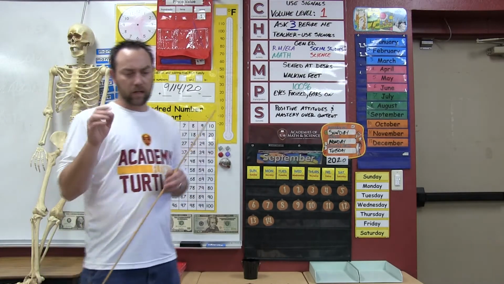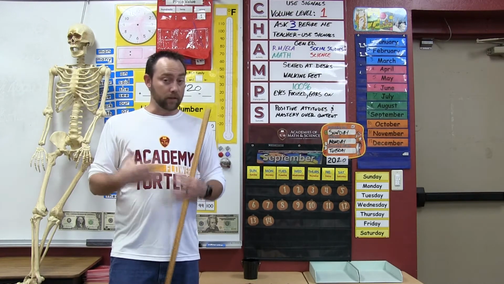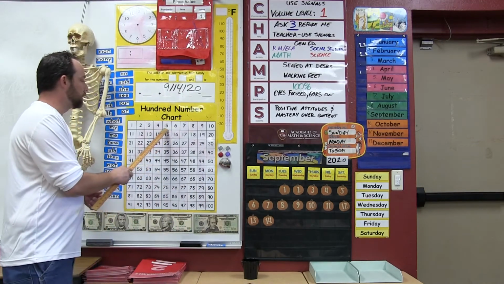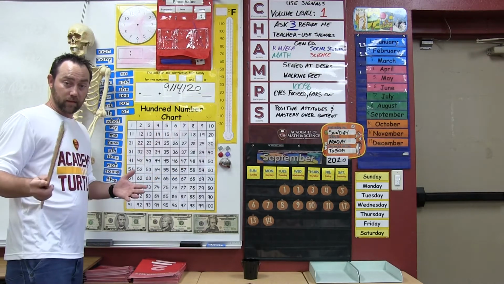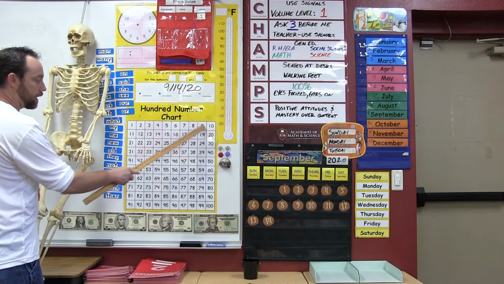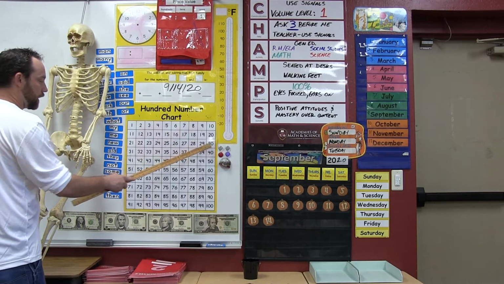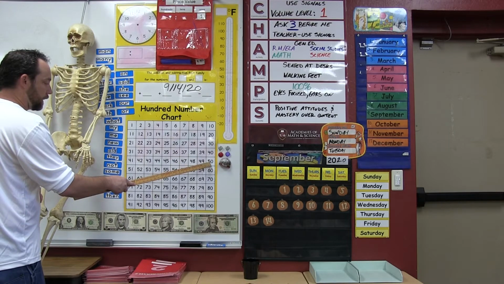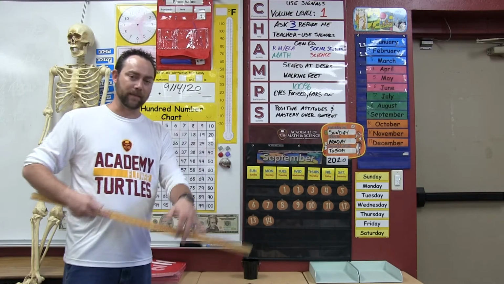Now, if you remember, last week we started practicing counting by fives. I would love to do that again today. So let's start on the number 5, and we're going to count by fives all the way to 50. Here we go. 5, 10, 15, 20, 25, 30, 35, 40, 45, 50. Very good, guys. We got there.